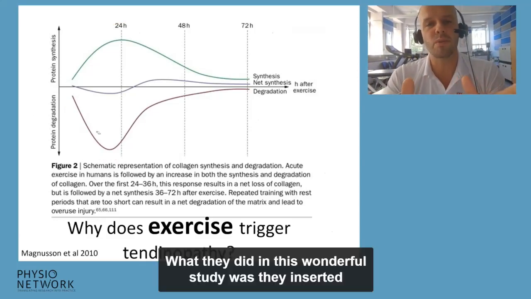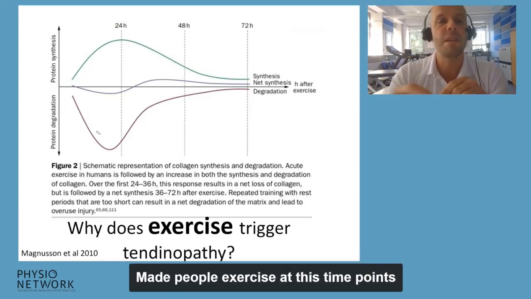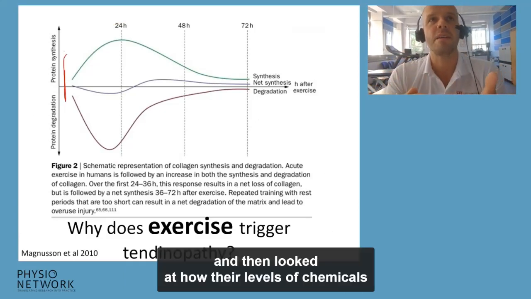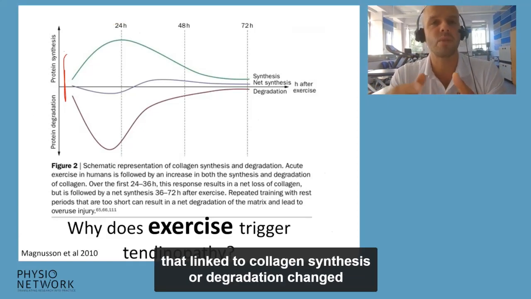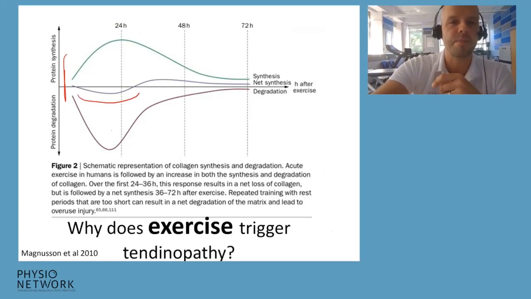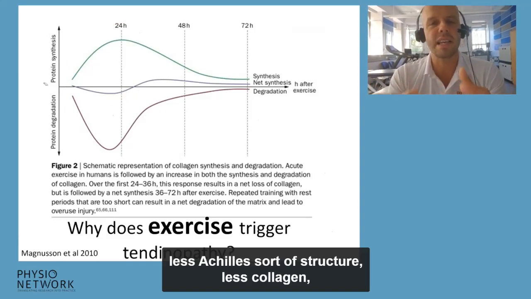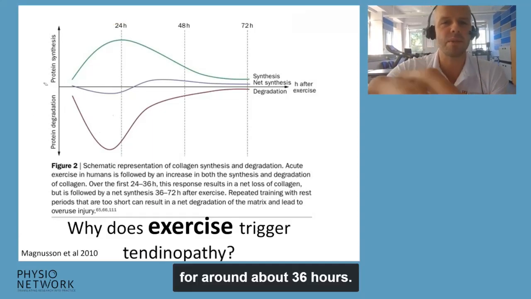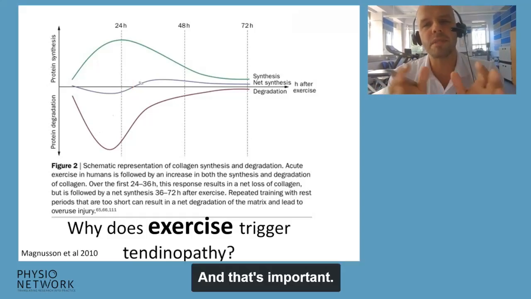And what they did in this wonderful study was they inserted needles into the paratenon around the Achilles tendon, made people exercise at this time point, and then looked at how their levels of chemicals that link to collagen synthesis or degradation changed after the exercise. And the net effect is this line. So essentially, there was less, according to their data, less Achilles structure, less collagen for around about 36 hours, and then there's more. That's this crossover point. And that's important.